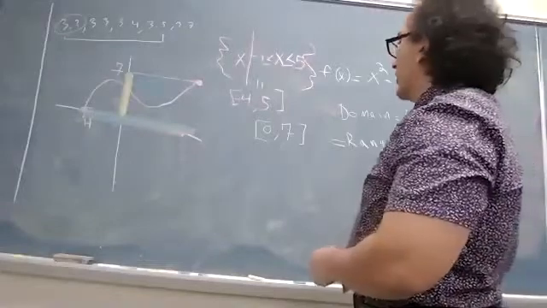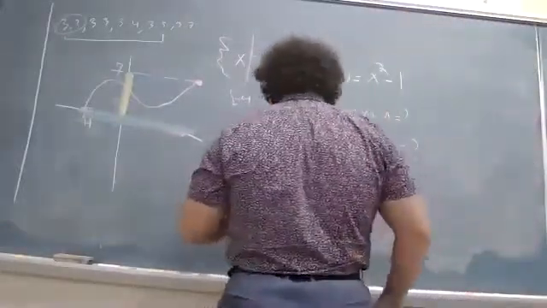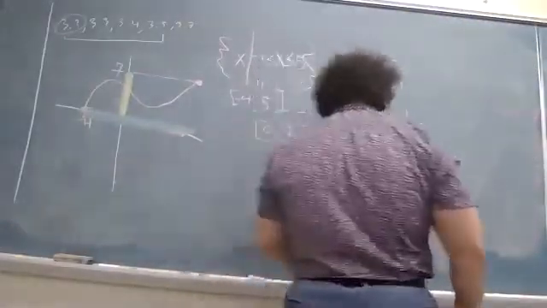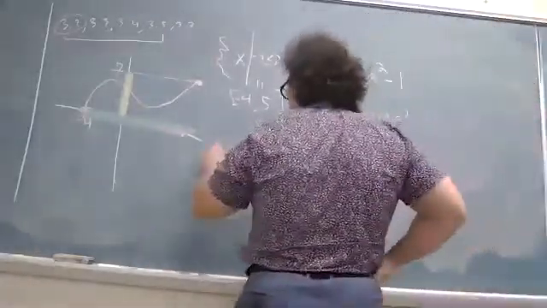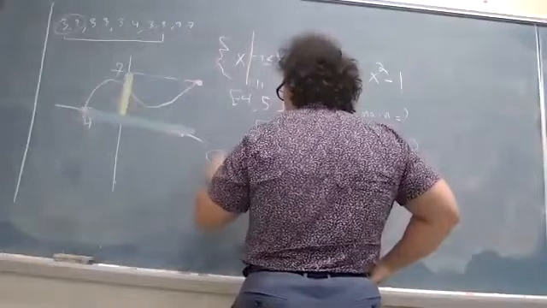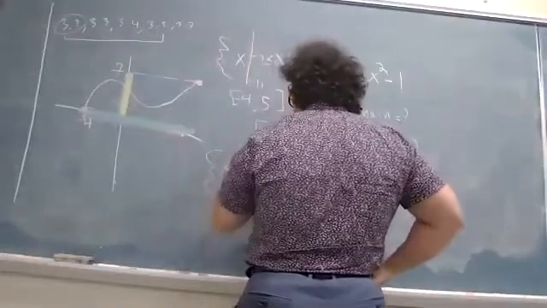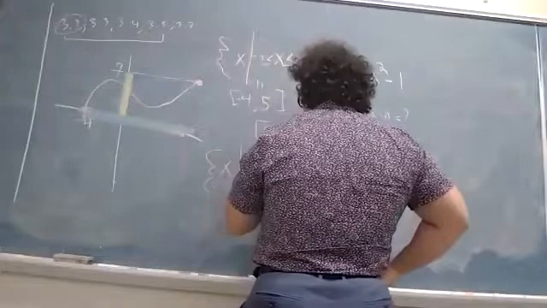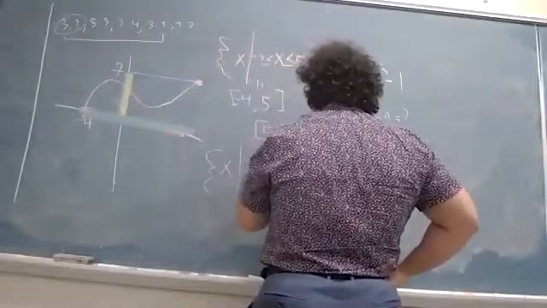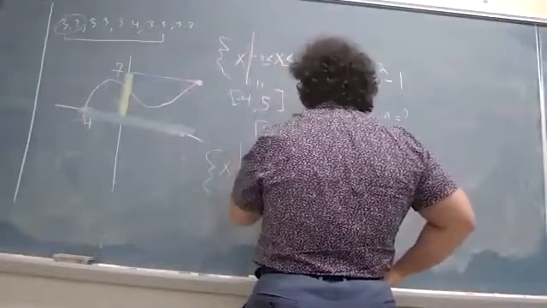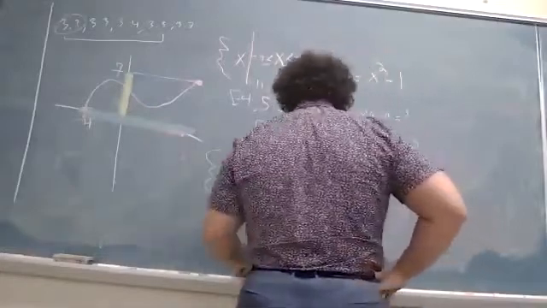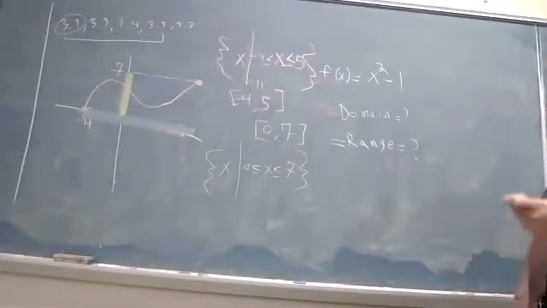Okay, so this range over here, I guess yellow is still visible. This range in set builder notation will be the set of all x such that x is less than or equal to 7, but greater than or equal to 0.